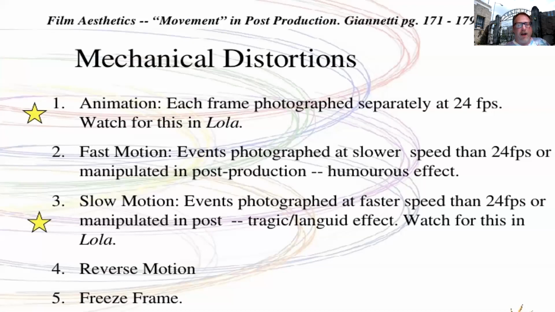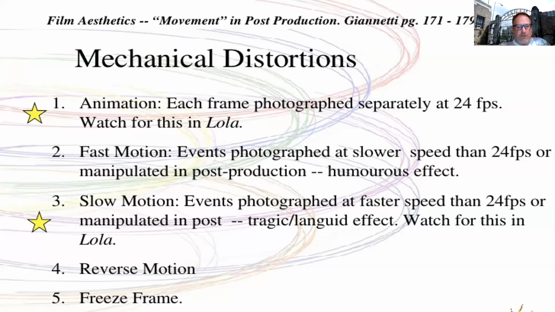We also have 5 major mechanical distortions that happen. Those 5 major mechanical distortions are the following. One is going to be animation, where each frame is photographed separately at 24 frames per second. And so then you put them all together. Fast motion, it's photographed at slower speeds than 24 frames per second, or manipulated post-production, and then you actually play them at 24 frames per second. You get this humorous effect.